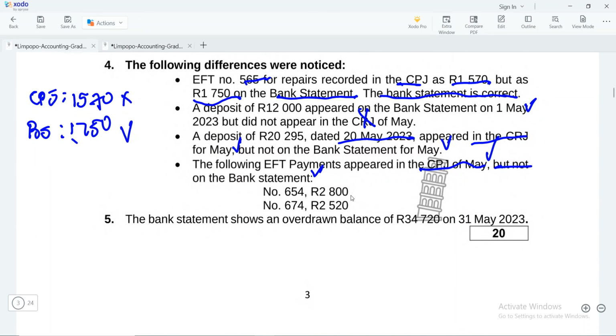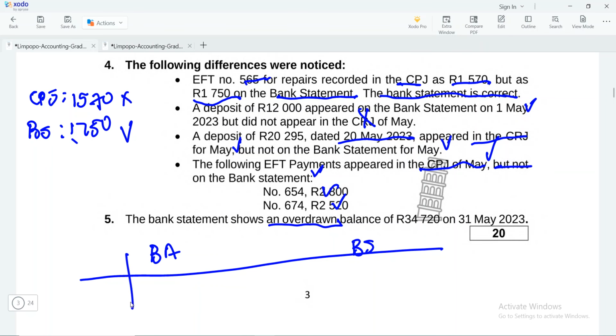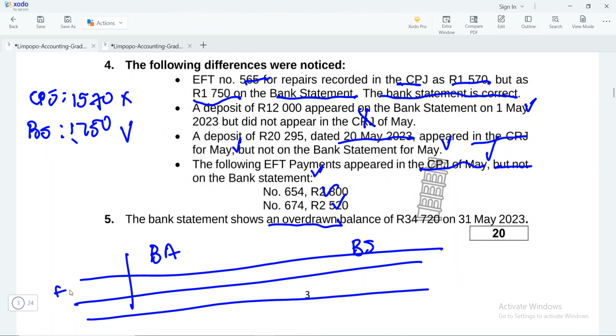So now we are done with this. We have recorded all these, so I'm ticking them to show that I'm done dealing with them. Okay, here they're saying that the bank statement shows an overdrawn balance. If we have an overdrawn balance, we must remember something. Remember, if this is our bank account, this is our bank statement, we must try to remember something. Okay, I'm going to try and make a summary for you. If it's favorable, and this side will be unfavorable.